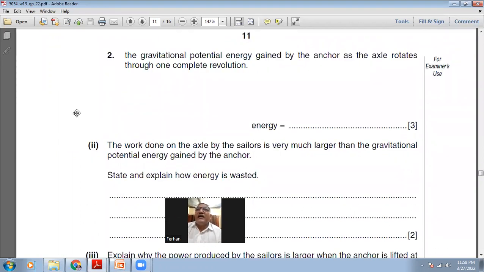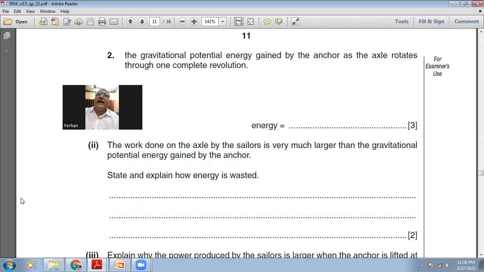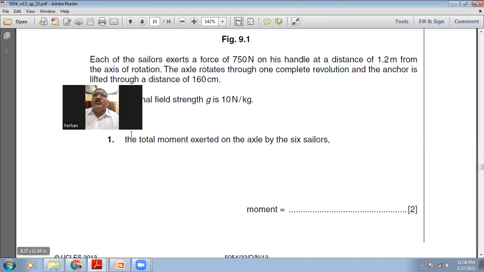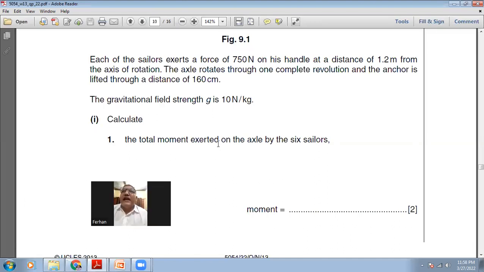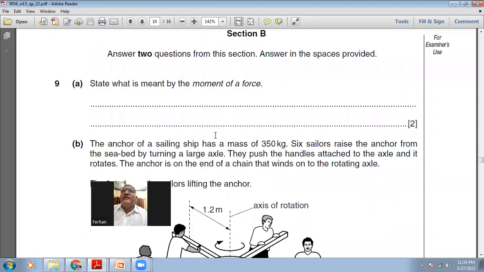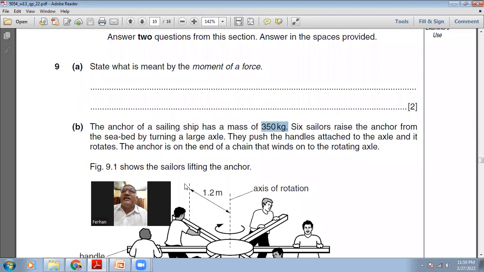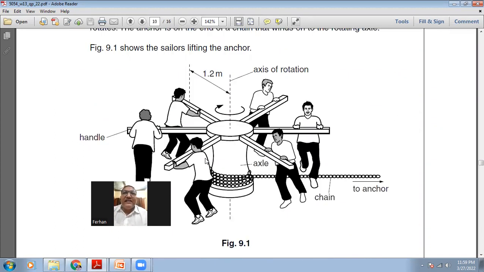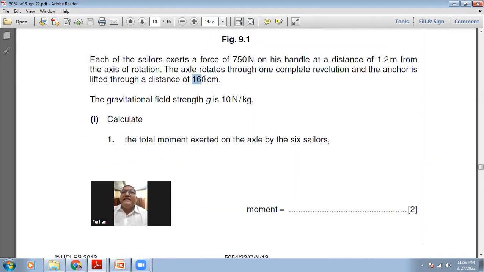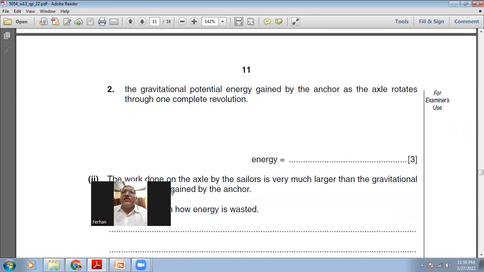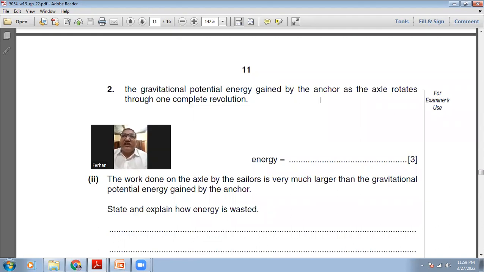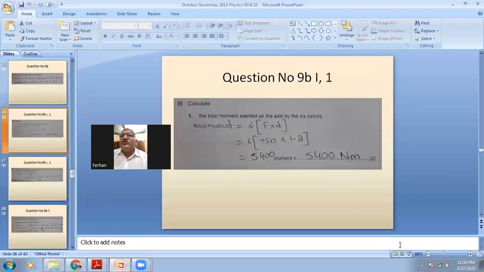It says: the gravitational potential energy gained by the anchor as the axle rotates through one complete revolution. So when one complete revolution is done, the weight of the anchor is given here. The mass of the anchor is 350 kg, and the anchor rises upward by how much? 160 centimeter. So convert this vertical height into meters, and then I can answer this question. So let me show you.